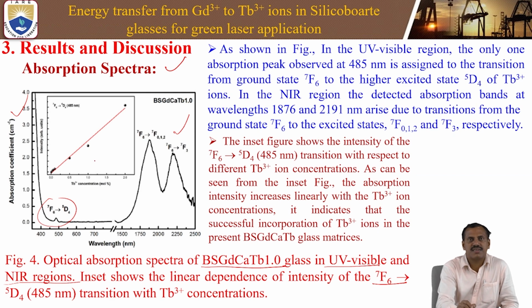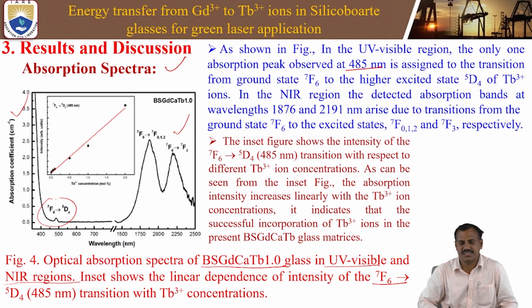The inset diagram shows the terbium concentration versus the 7F6 to 5D4 intensity, how the intensity changes with increasing concentration at nearly 500 nanometer. This is the UV visible region figure. The only one absorption peak observed is at 485 nanometer, that is the 7F6 to 5D4 transition. In the NIR region, we get two absorption bands, at wavelengths of 1876 and 2191 nanometer. These are due to transitions from the ground state 7F6 to different excited states of the Tb3+ ions.